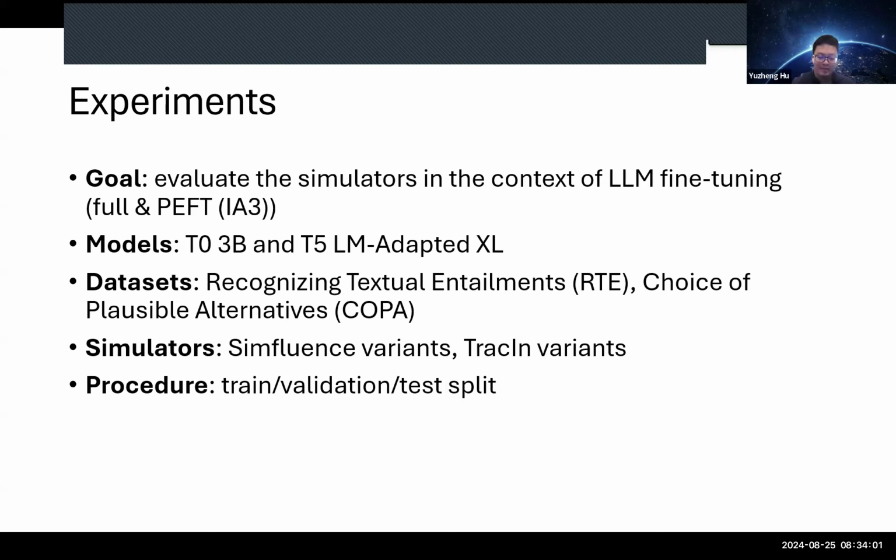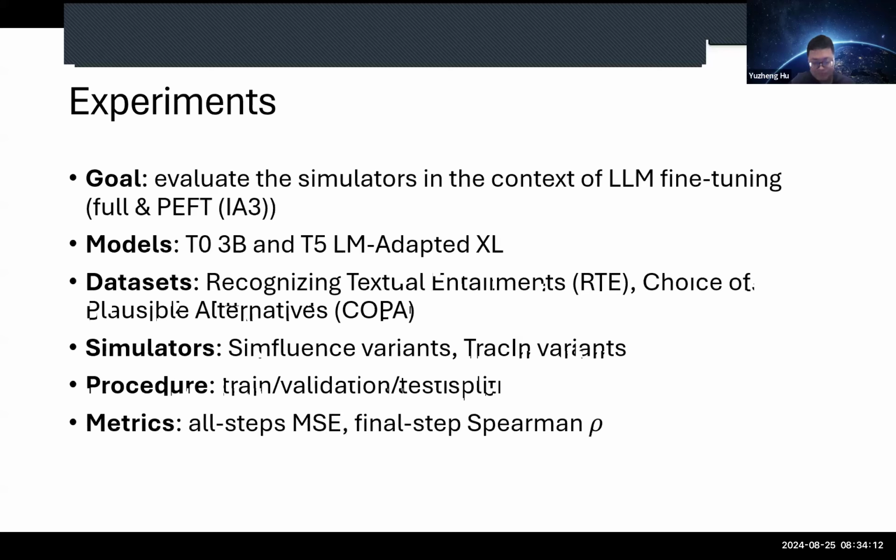So the train-validation-test split is very different from standard machine learning on the data. Here we are actually performing this at the simulation level. And there are two metrics that we consider. One is the MSE, the mean square error. This is very simple, because given a curriculum, we can train the models to obtain the ground truth loss sequence. So we directly have the ground truth, and we can just compare our simulators' performance to the ground truth using the MSE.